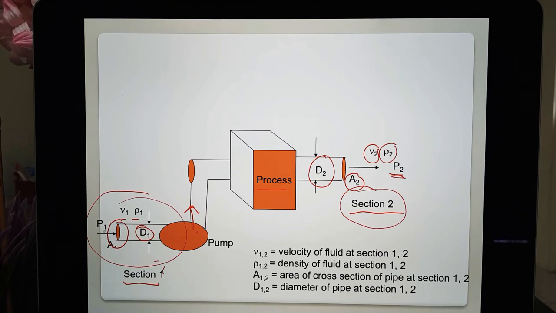Can you see that pressure 1 is at the lower altitude, and pressure 2 is at the higher altitude, so of course it will have its own different pressure. V1 and V2 indicate the velocity. Rho 1, rho 2 involve the density of the fluid. And then we have the area for section 1 and section 2, followed by the diameter of the piping at section 1 as well as section 2.